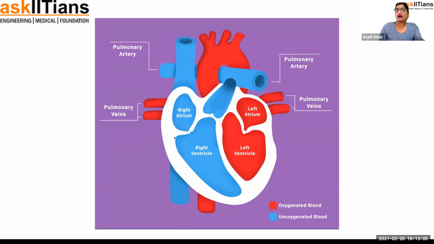Okay, so now that's a diagram of the heart. This is the right atrium, this is the right ventricle, this is the left atrium, this is the left ventricle. This one is the tricuspid valve, and this one is the bicuspid valve. Blue indicates deoxygenated blood and red indicates oxygenated blood. Blue is a little impure kind of, and red is like pure.